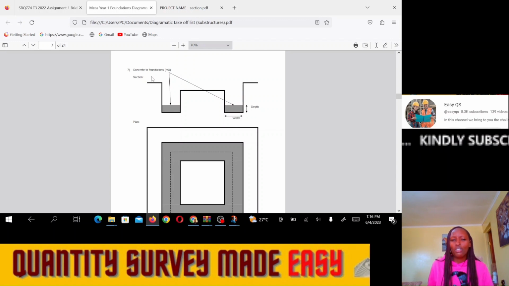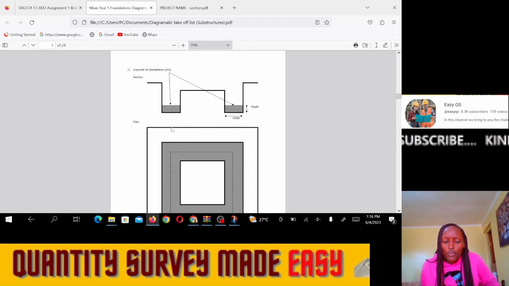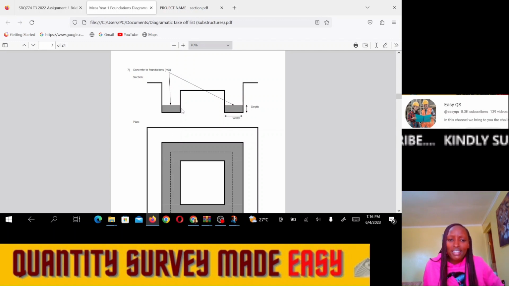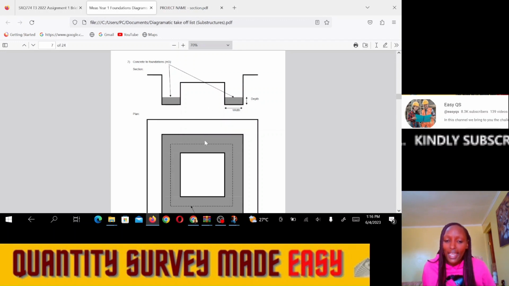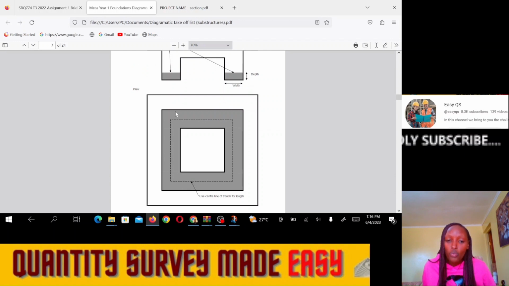How do we measure concrete to foundation? When you are using NRM 2, we measure it in cubic meters. This is what NRM 2 states. So diagrammatically, what do we mean? You see the concrete that is done at the bottom of the foundation. How shall we measure the volume of concrete? We shall take the center line of the trench, multiply by the width of the trench, then multiply by the depth of the concrete, because we want the volume of the concrete in the foundation.